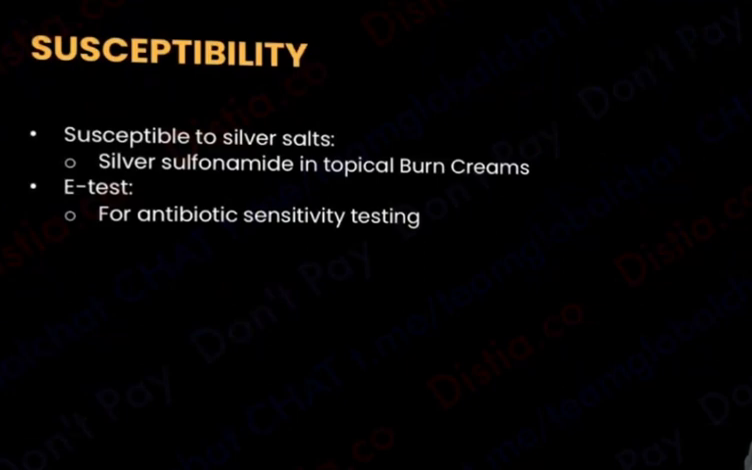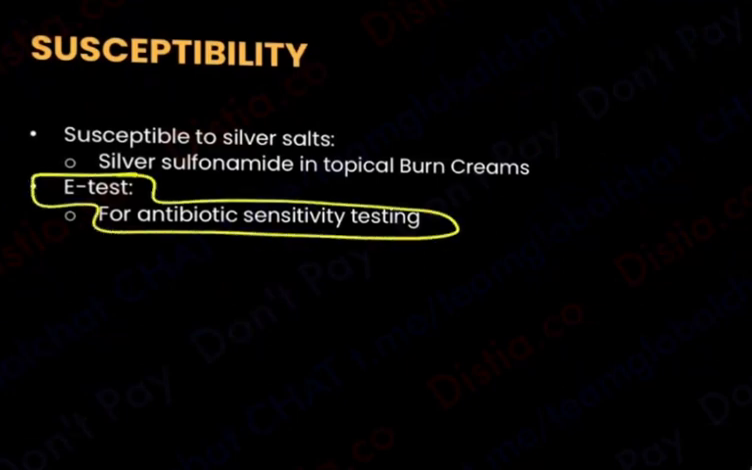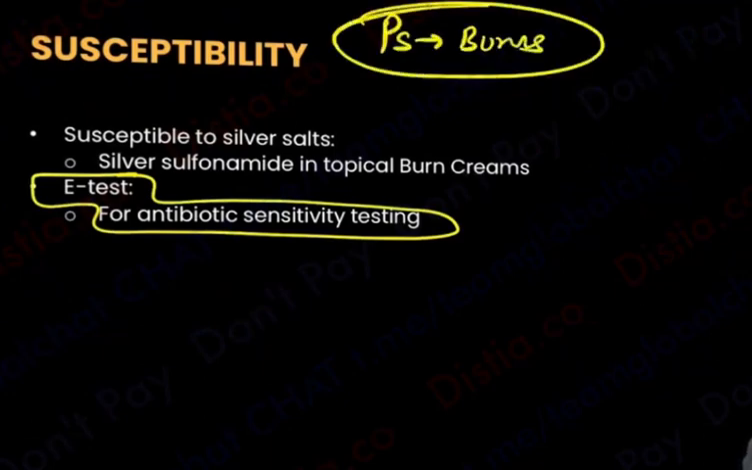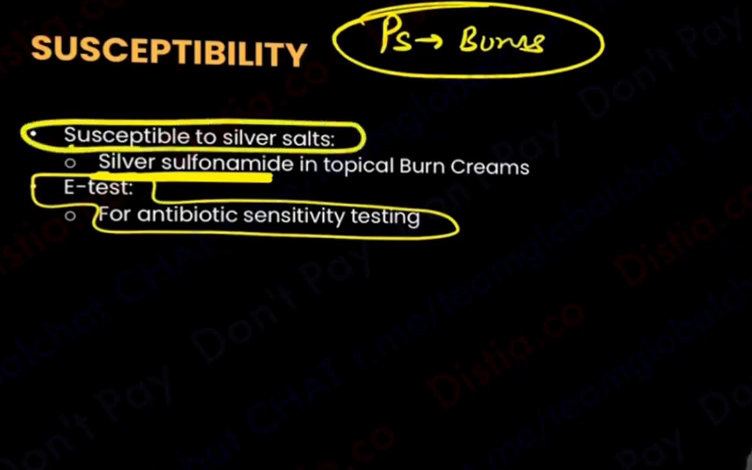Of course, I have told you a million times that you need to do antibiotic sensitivity testing, but did I tell you that Pseudomonas is a very common infection that you see in the burns ward? So what do the topical burns creams contain? Silver sulfonamides, because Pseudomonas is sensitive to silver sulfonamides. They are susceptible to silver salts. Now you will correlate why in burns I give silver sulfonamide in the topical ointments: because it is able to kill the Pseudomonas infection.